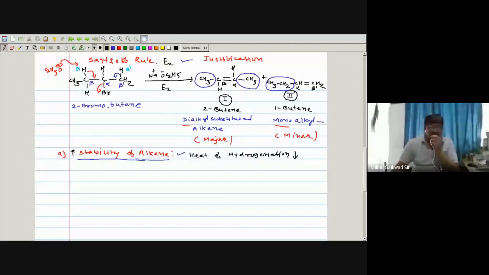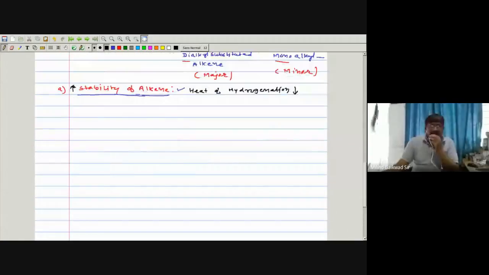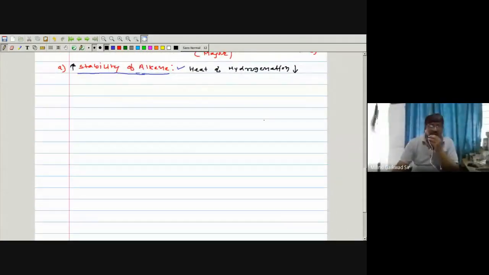So here you have to see the experimental data for this compound. Here we'll take direct experimental data of corresponding different types of alkene. Let us see the stability of alkene depending upon heat of hydrogenation. Here the heat of hydrogenation we can take like this. Number 1, we can take example alkene. Book to book, sometimes you may find different data.